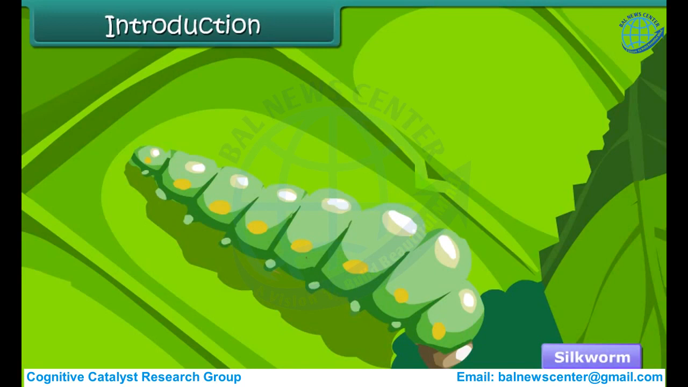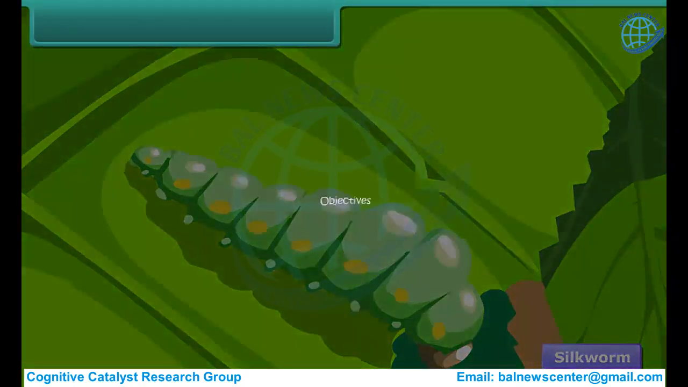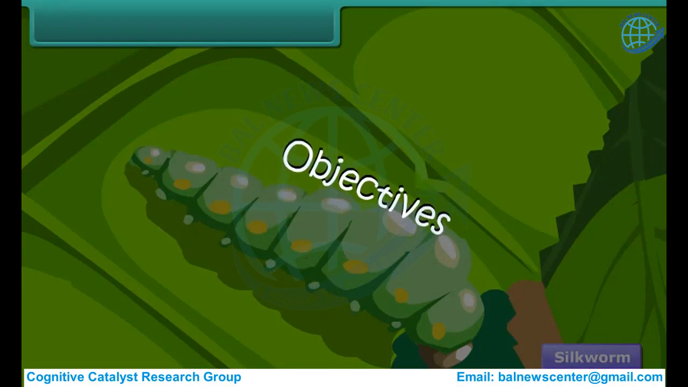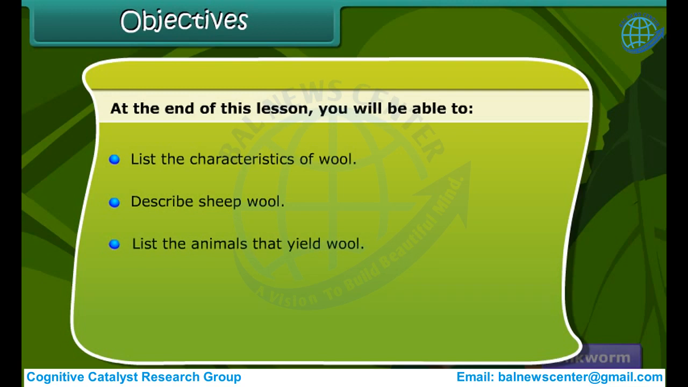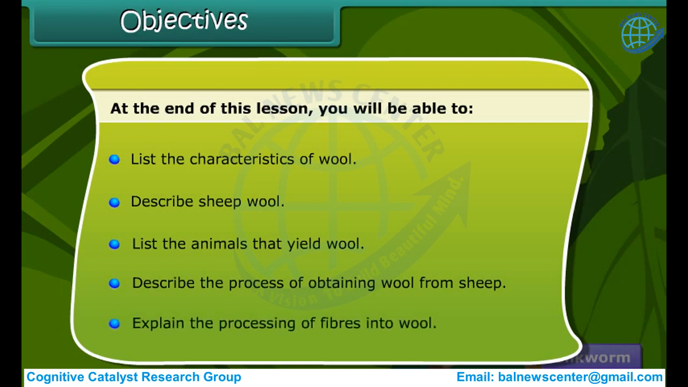In this lesson, we learn about an animal fiber, namely wool, in detail. Objectives. At the end of this lesson, you'll be able to list the characteristics of wool, describe sheep wool, list the animals that yield wool, describe the process of obtaining wool from sheep, and explain the processing of fibers into wool.